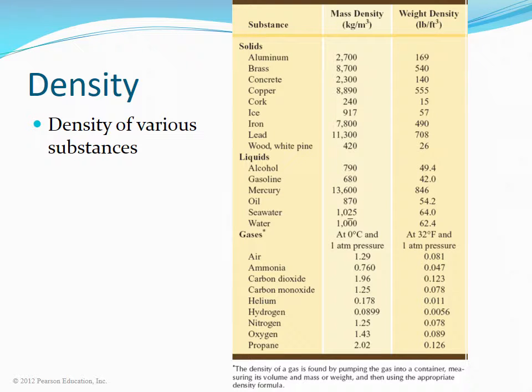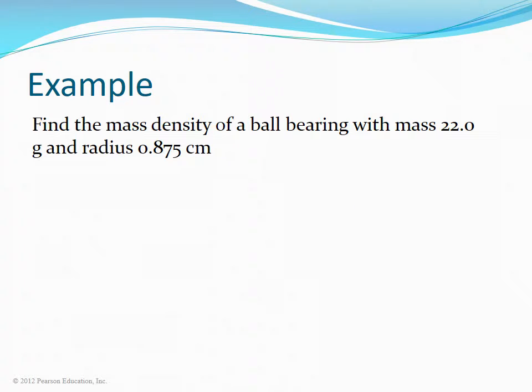The table shows the density of various substances. Find the mass density of a ball bearing with a mass of 22 grams and a radius of 0.875 centimeters. The radius of the ball bearing is 0.875 centimeters.